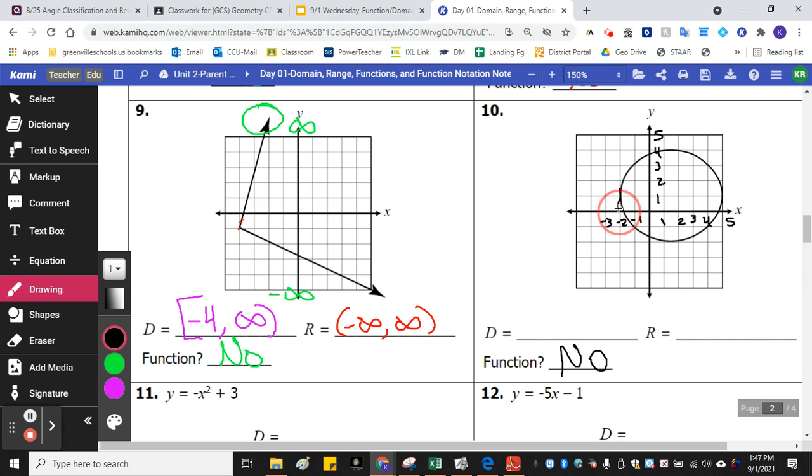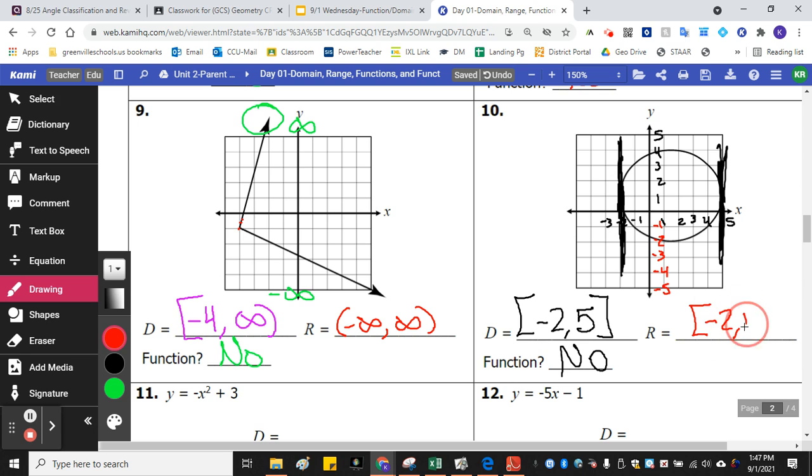It starts at -2. My x values start at -2 and it ends at +5. And those are brackets, right? Those are brackets because there's points there. So our domain is just saying there are x values between -2 and 5. And the y is -2 to +4. So my y's are from -2 to +4.